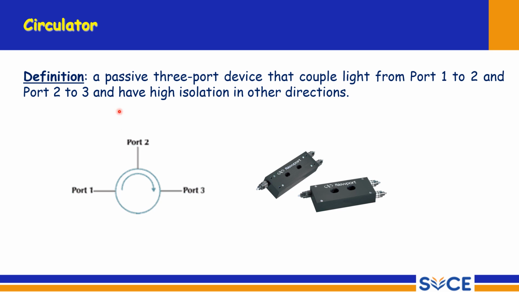So circulator: a passive three port device that couples light from port 1 to 2 and port 2 to 3 and has high isolation in other directions. So here from port 1 to 2 it sends, and from 2 to 3 it sends, and in all other directions it is completely isolated. So that is a circulator. This is how a circulator looks in real life.